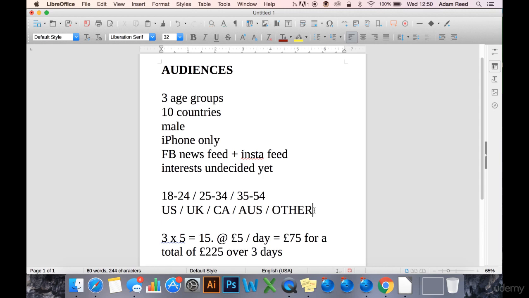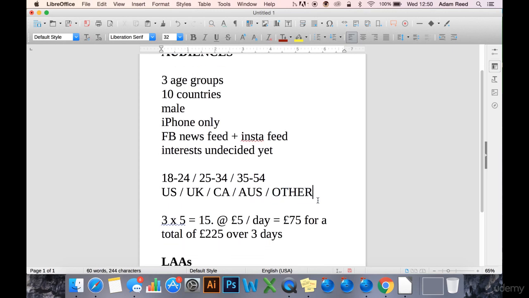But anyway, this is how I'm splitting my countries up: US, UK, Canada, Australia, and then I've bunched the six other countries together in other. So when I'm targeting these other countries, there'll be an ad set that just has six countries in the locations rather than just a single one. And that equals 3 times 5, because I've got 3 ages, 5 countries, and then all this will stay uniform throughout the different ad sets. That's 15 different ad sets.